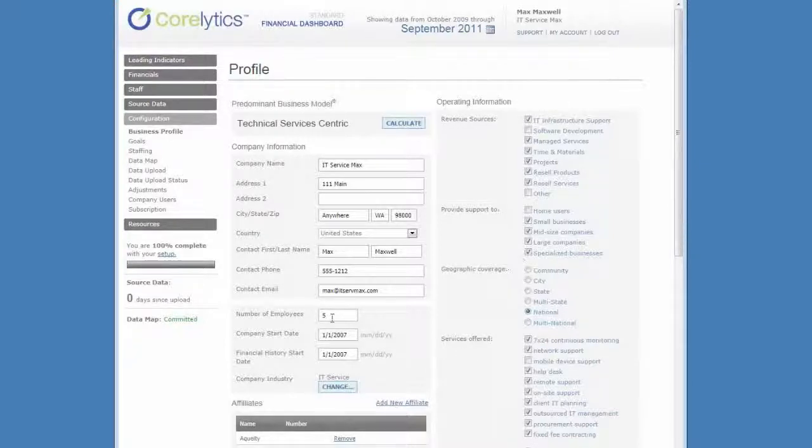Number of employees here should also match the staffing page that we'll go over in a few minutes. Company start date would again give us a piece of information that will tell us how mature your company is.